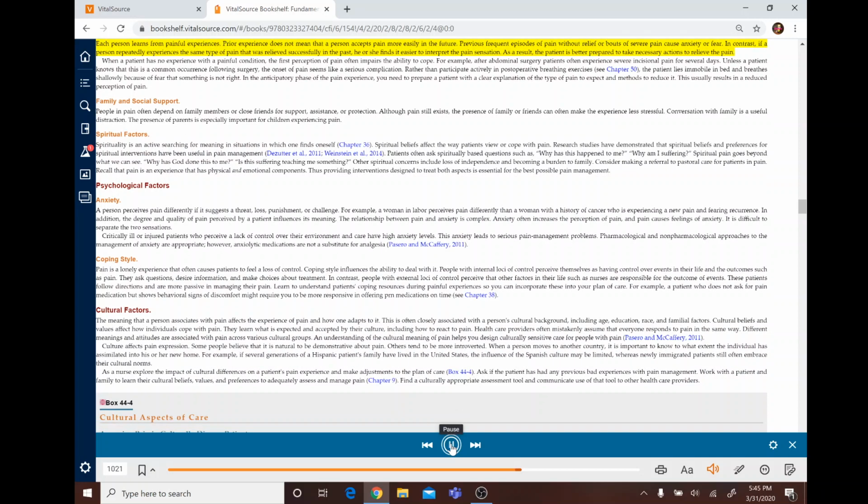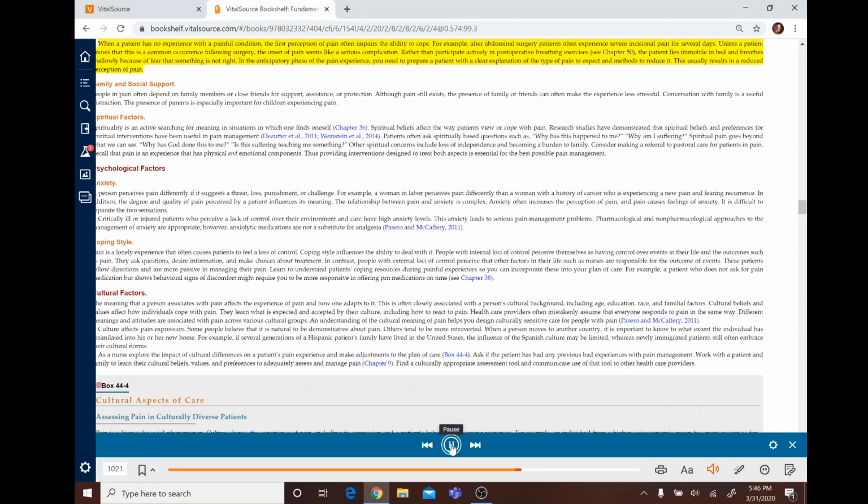Previous experience. Each person learns from painful experiences. Prior experience does not mean that a person accepts pain more easily in the future. Previous frequent episodes of pain without relief or bouts of severe pain cause anxiety or fear. In contrast, if a person repeatedly experiences the same type of pain that was relieved successfully in the past, he or she finds it easier to interpret the pain sensation. As a result, the patient is better prepared to take necessary actions to relieve the pain.